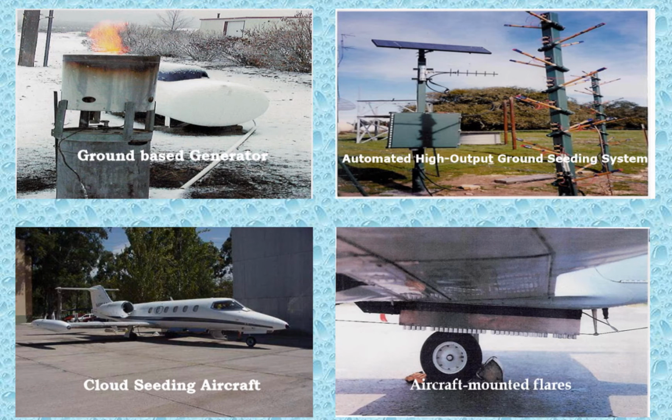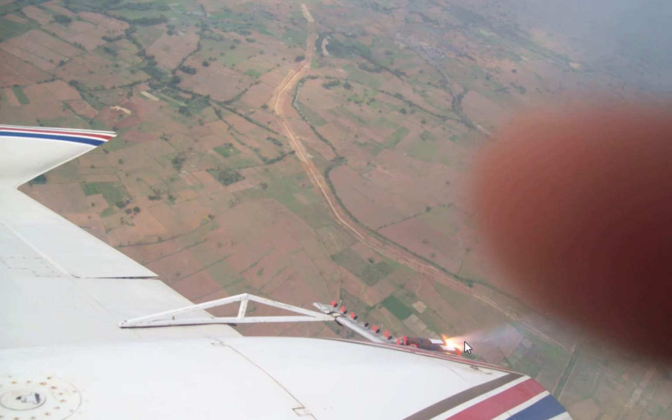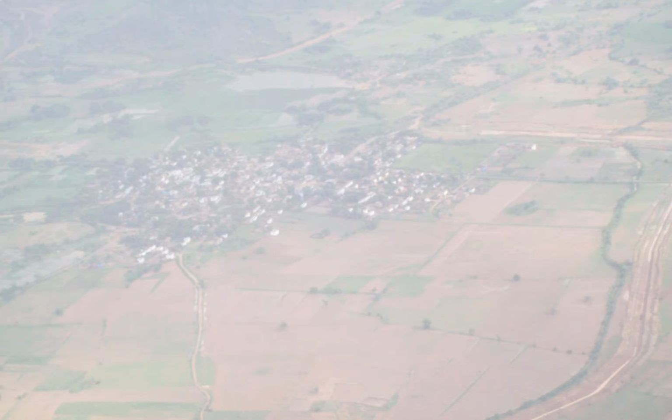So we were discussing the types of cloud seeding systems. The first one is the ground-based generator, where we use silver iodide to make the clouds. Then we have the automated high output ground seeding system. Then we have cloud seeding aircraft, where aircraft-mounted flares are used. These flares, you can see, are released into the atmosphere.